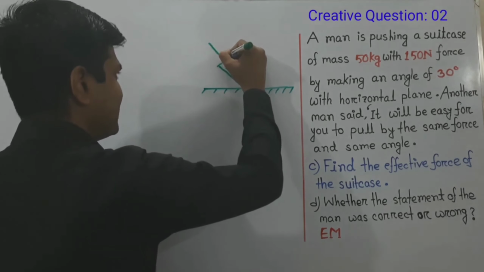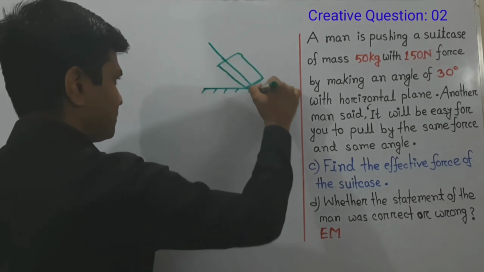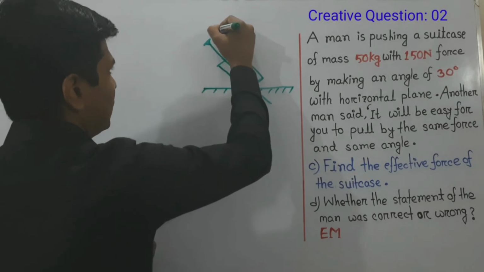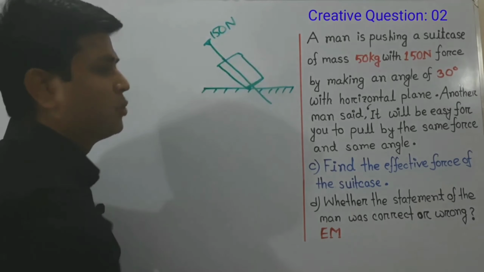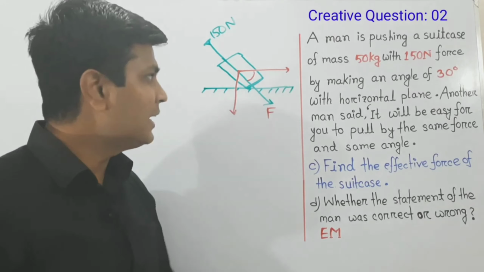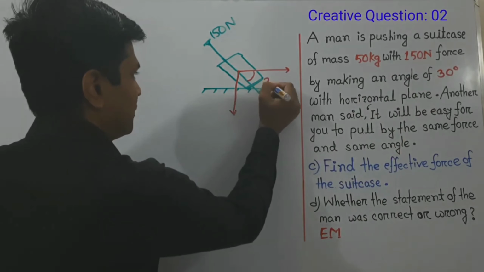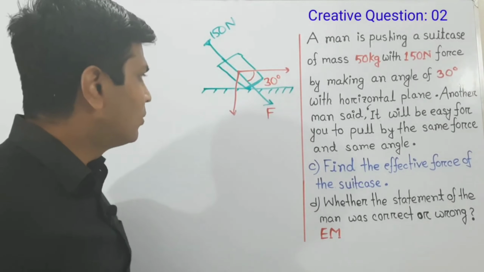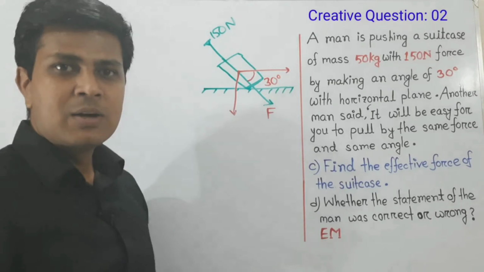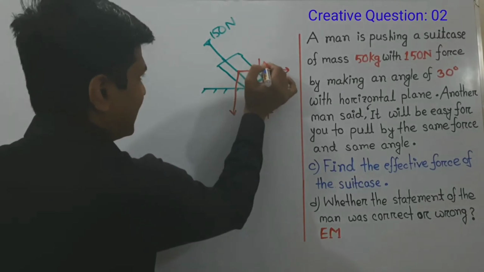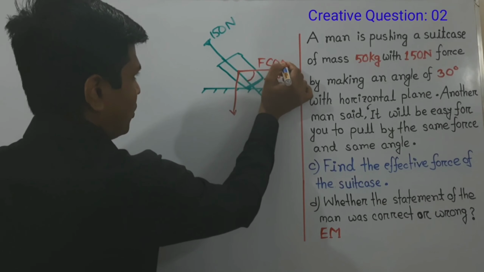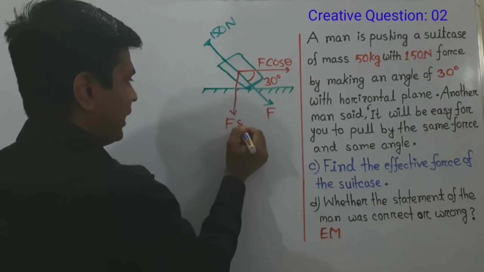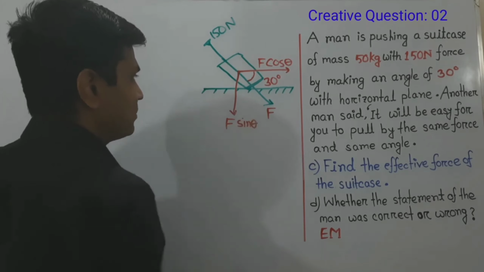A suitcase is pulled by 150 Newton force, and the making angle is given here, 30 degree. Now we can calculate the horizontal component, that is F cos theta, and the vertical component, F sin theta.